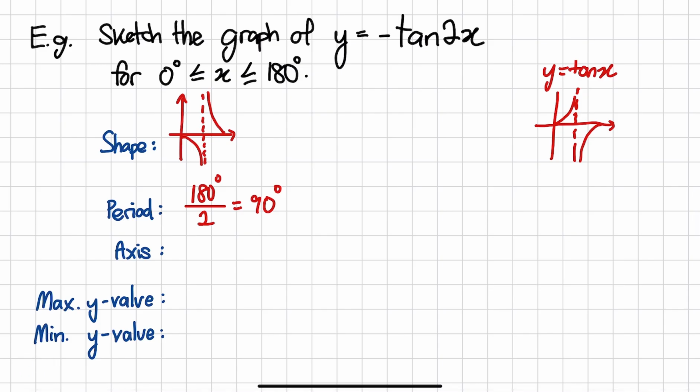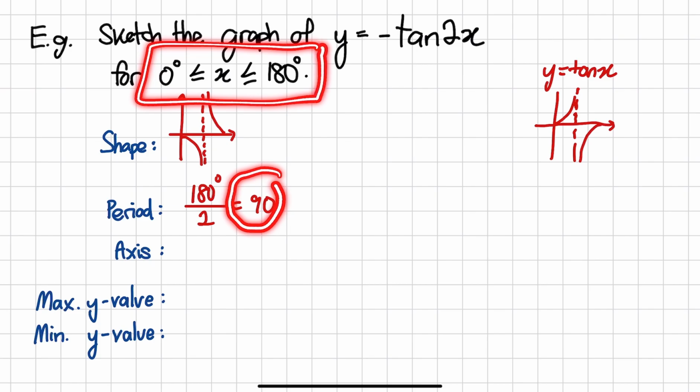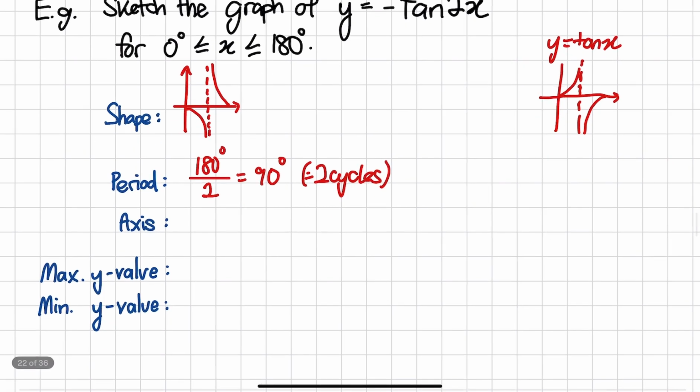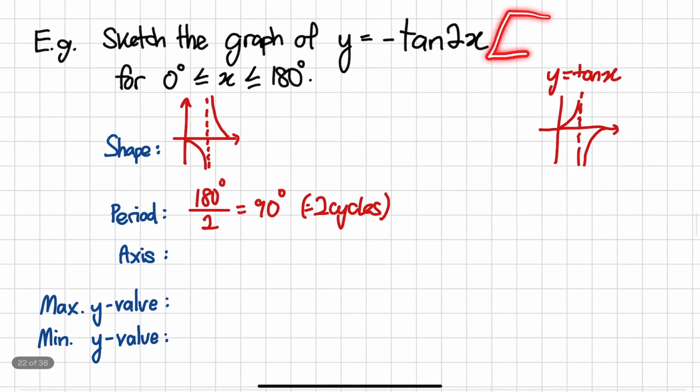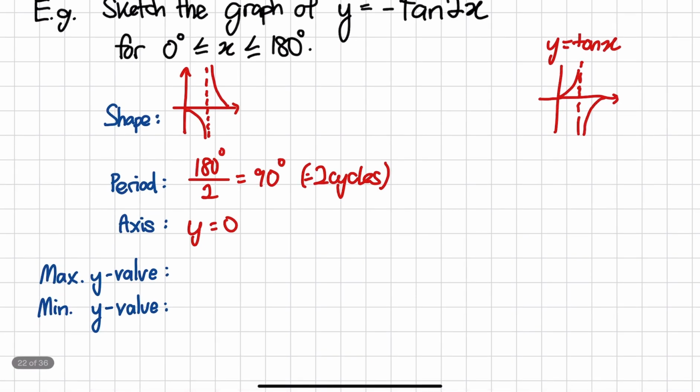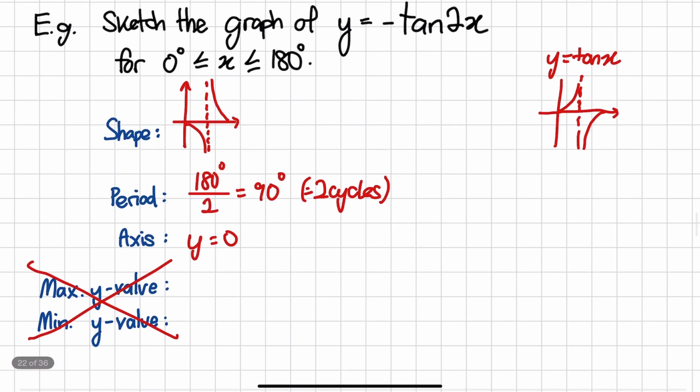Before I do that, when I have calculated the period and I know the range here, I can now state how many cycles of the tangent graph I need to draw. If one cycle is 90 degrees, I need to draw up to 180 degrees. It means that this is 2 cycles. Next one, axis. There is no number added to my trigo function, so the axis is simply y equals 0. Your x-axis will be your starting point.